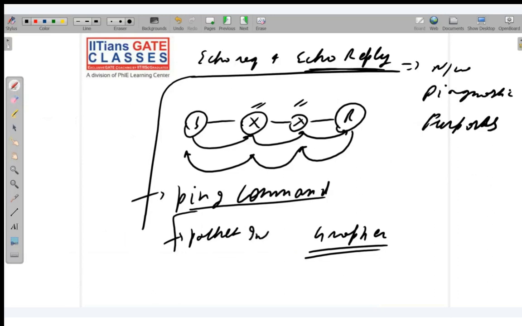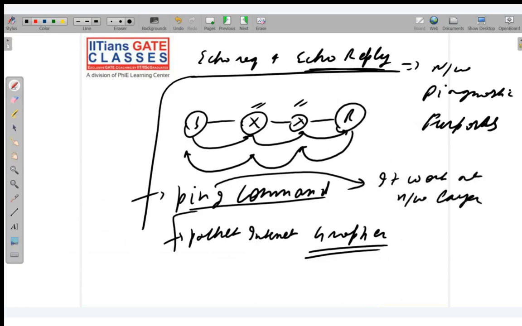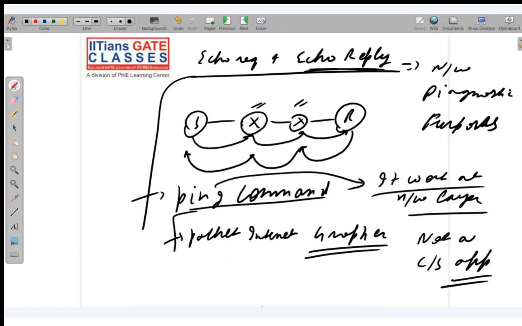Packet Internet Groper. And this question has been asked regarding ping command. It works at network layer only, that is, it is not a client server application. Since it is working at network layer, obviously it is not a client server application. They have given a few options: which of the following is not a client server application? Ping command is not a client server application.